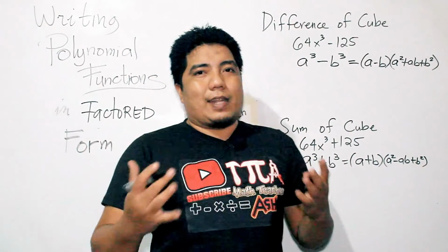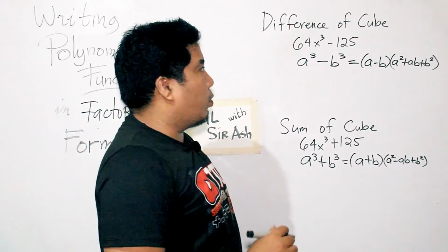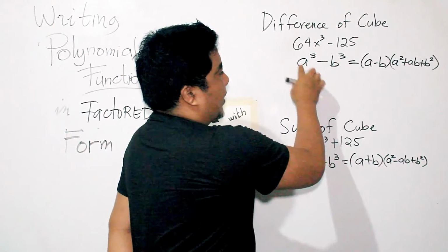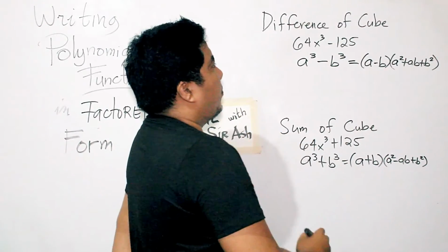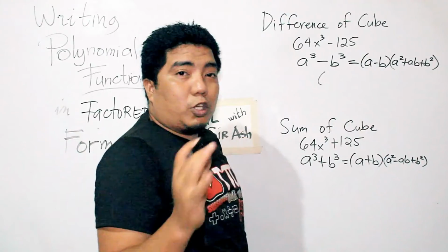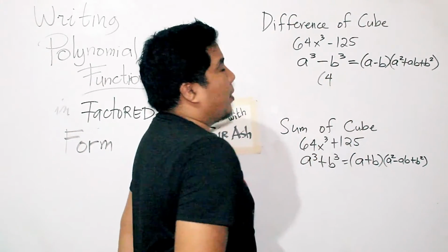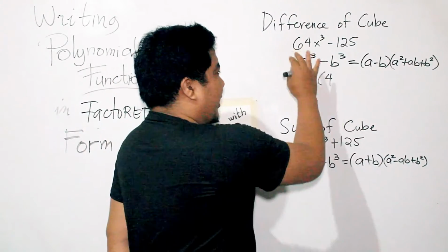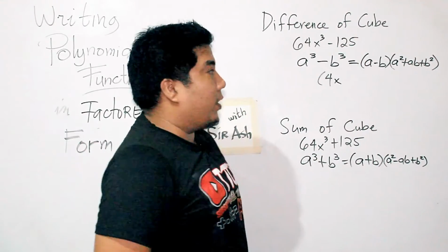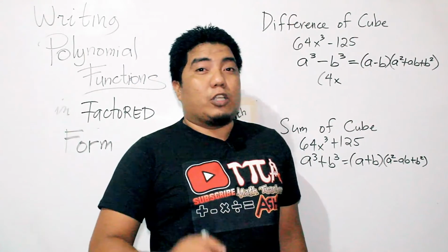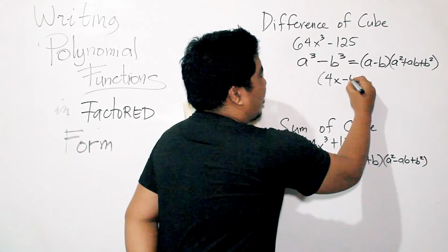Okay, so let us try to solve our given expression. 64x cubed minus 125. 64x cubed represents our a cubed, and 125 represents our b cubed. Now, what is the cube root of 64? That is 4, because 4 times 4 times 4 is 64. And the cube root of x cubed is x. What is the cube root of 125? That is 5, because 5 times 5 times 5 is 125. So therefore, this is minus 5.